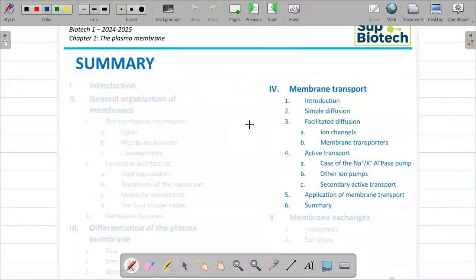Today's topic has five important areas to be discussed. Introduction is over. We have diffusion, in that facilitated diffusion for ionic and membrane transporters, active transport using the sodium potassium pump and other ion pumps, secondary active transport, and the importance of membrane transport, and a small summary. Today we'll be focusing only on diffusion.